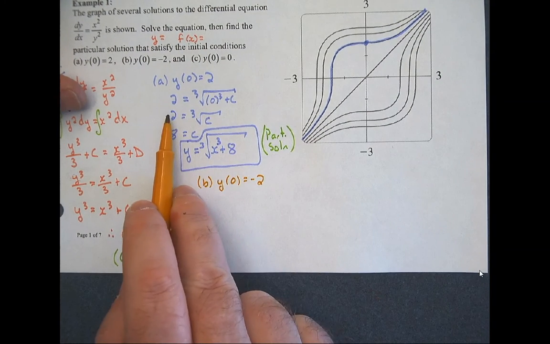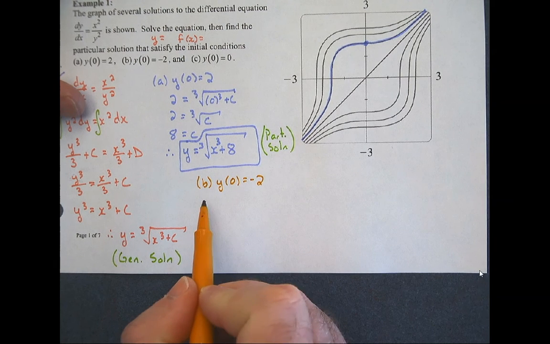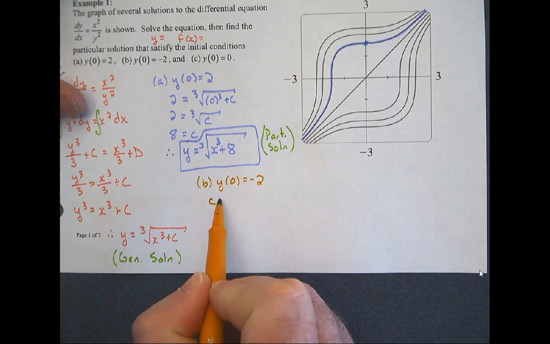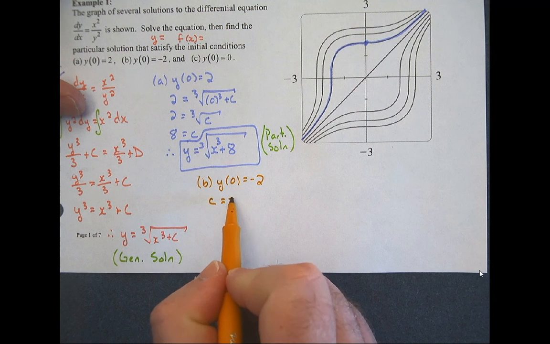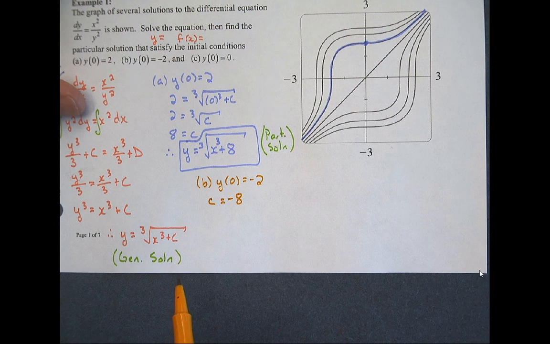It's going to be the same as this, except there's going to be a negative over here. I don't think I'm even going to show my work here. C is going to be equal to, so that's going to be a negative. When I cube a negative, it's going to come out to be negative. So C is going to be -8.